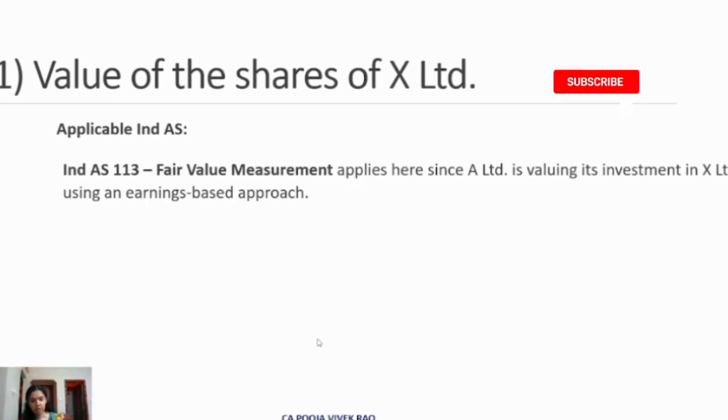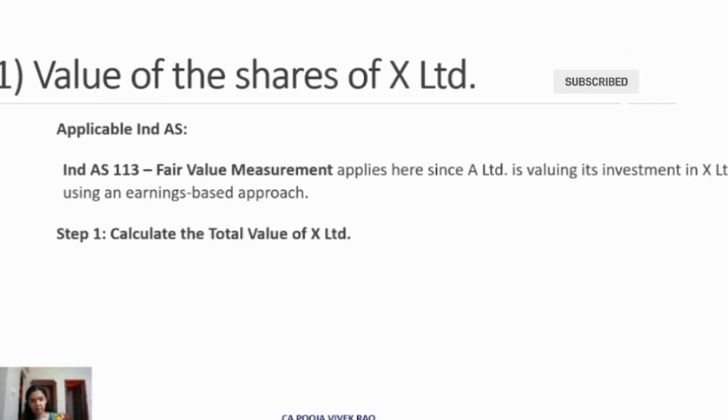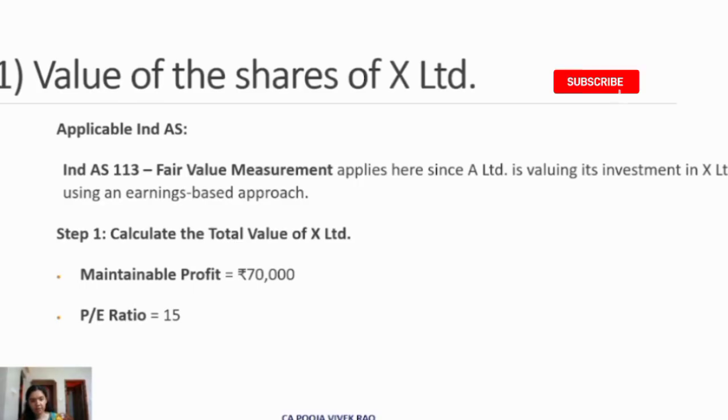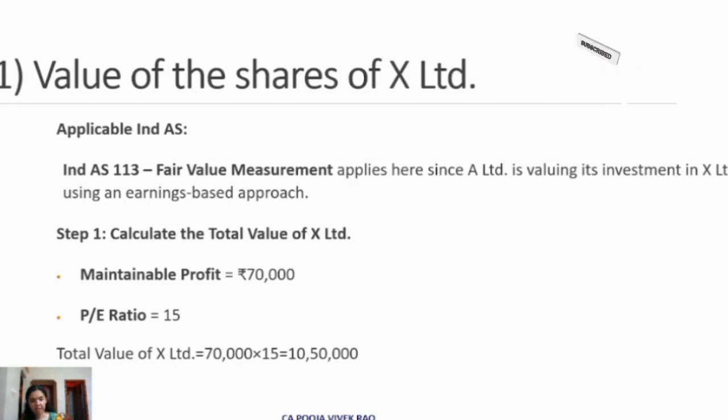Step number 1 is to calculate the total value of X Limited. The formula for this is the total maintainable profit into the PE ratio. The maintainable profit is rupees 70,000 and the price earning ratio is 15. This is given in the question itself. Hence the total value of X Limited is 70,000 into 15, that is 10,50,000.